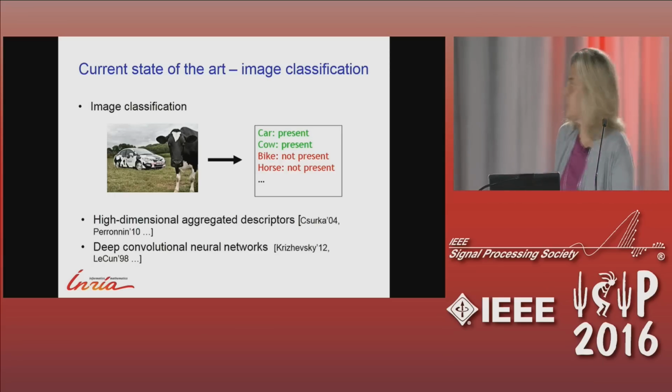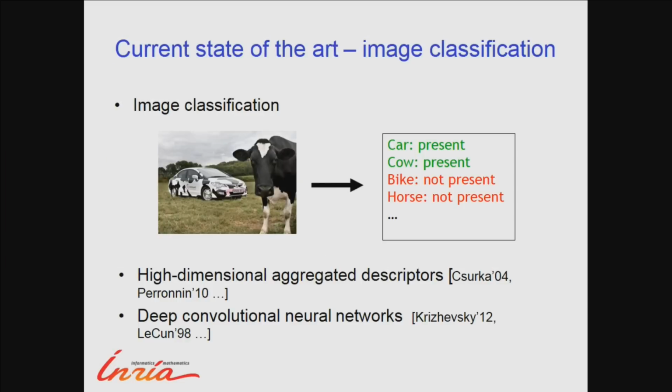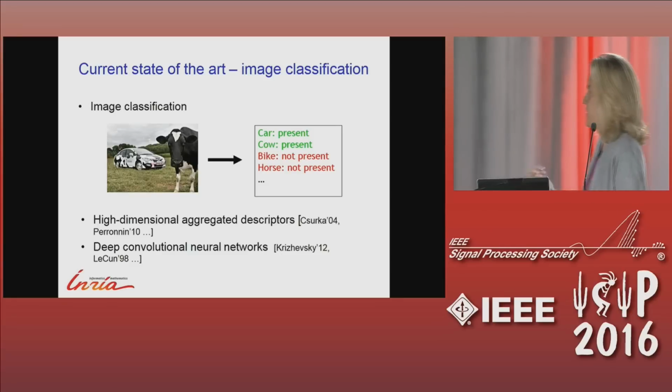So what is the task? You have an image, and you want to assign to the entire image the labels of the objects which are contained in the image. So here we would have car is present, cow is present, and then all the other ones such as bike and horse are not present, right? And so there have been quite a lot of approaches which have been developed based on low-level feature aggregation, and the approach which is currently giving the best results is based on deep convolutional neural networks, okay?